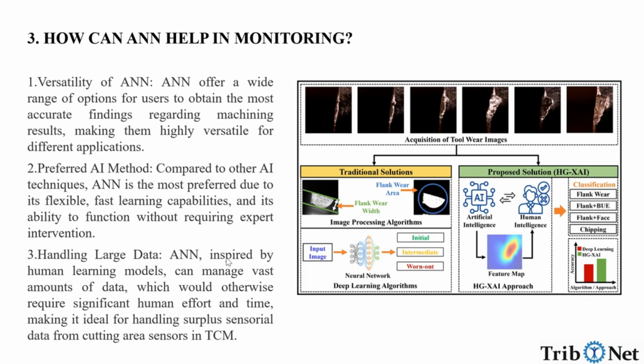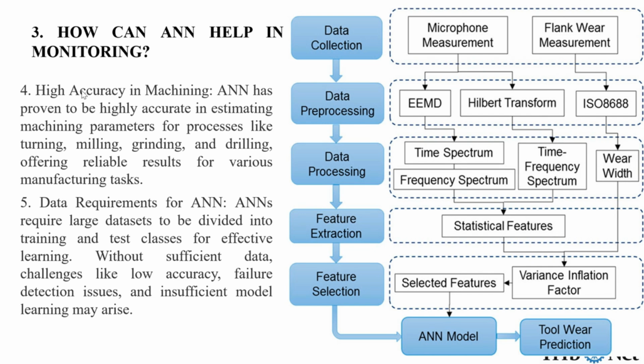Handling large data. ANN, inspired by human learning models, can manage vast amounts of data which would otherwise require significant human effort and time, making it ideal for handling surplus sensorial data from cutting area sensors in TCM. High accuracy in machining. ANN has proven to be highly accurate in estimating machining parameters for processes like turning, milling, grinding, and drilling, offering reliable results for various manufacturing tasks.